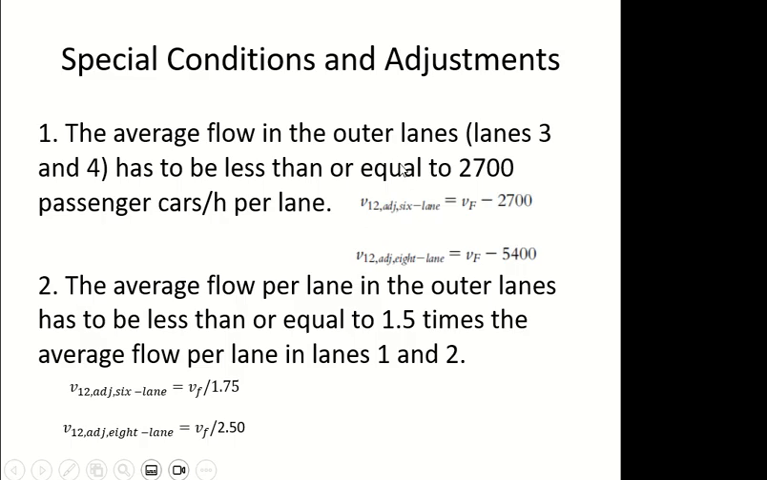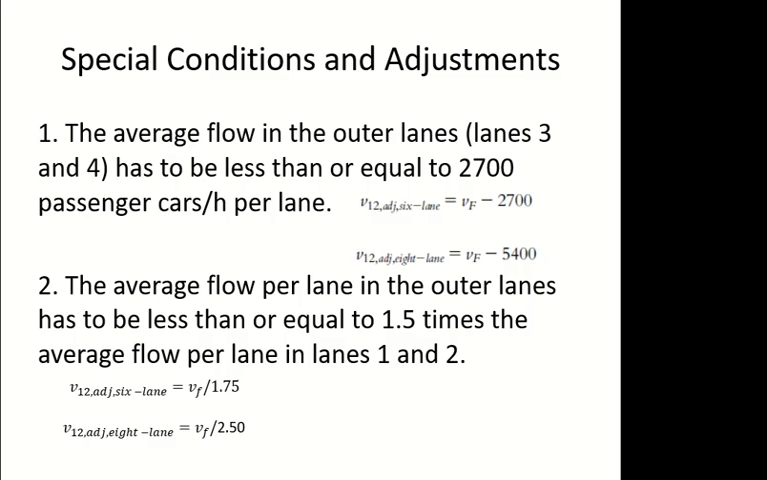But if it is not satisfied, you will recalculate V12 using one of these equations. If you have a 6-lane freeway and the check is not satisfied, you will recalculate V12 from this equation. If you have an 8-lane freeway, you will recalculate V12 using this equation. So the check is that the outer lane volume per lane should not be more than 2700 per lane. If it is, then V12 must be recalculated using one of these equations.